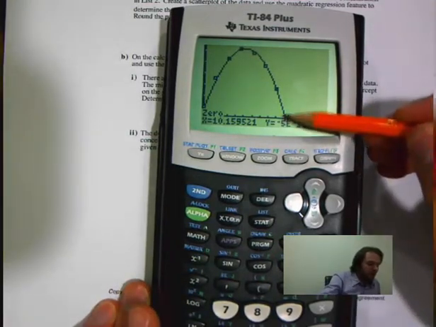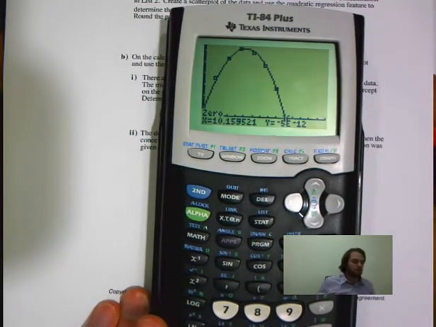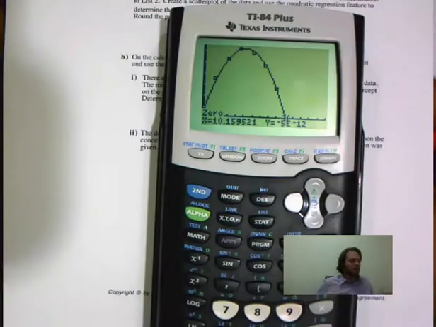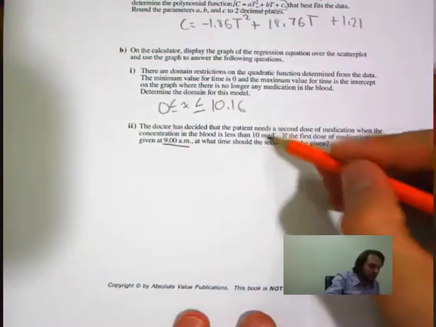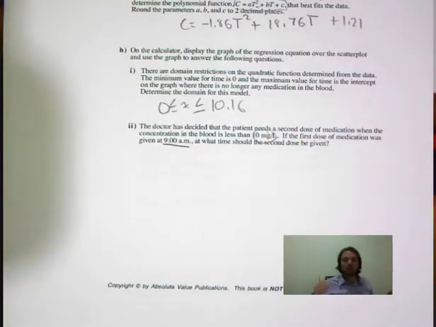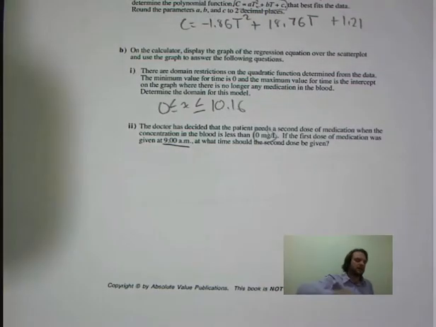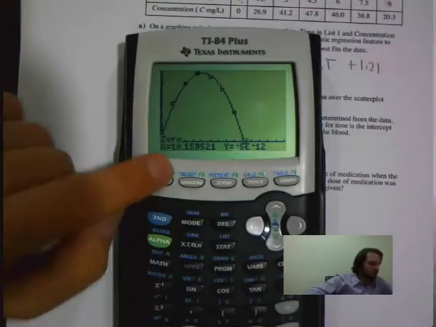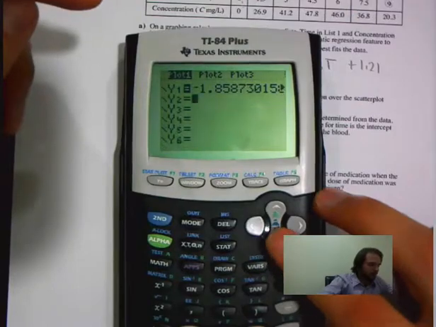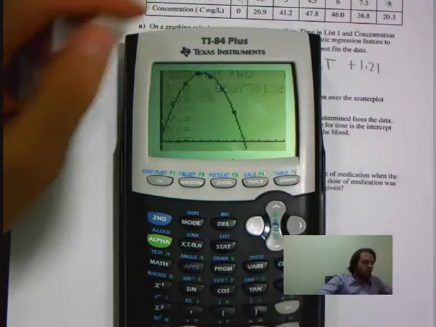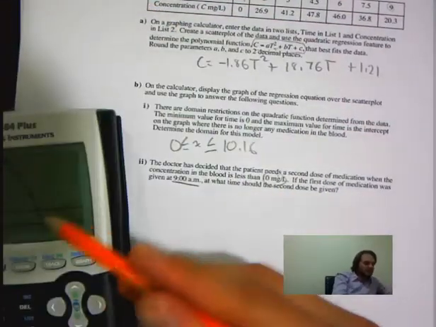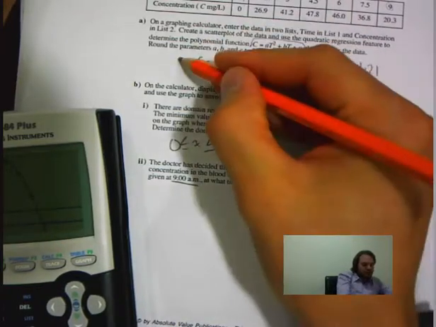We want to figure out when it's at 10, because it says at 10 milligrams. Once it gets below 10, they jack it back up. Let's take a look at this here. So my y2 is 10. Why did I put 10? Because that's what we want to know, and we're going to put that equation equal to 10 into my graph.